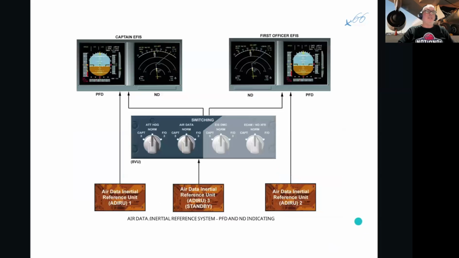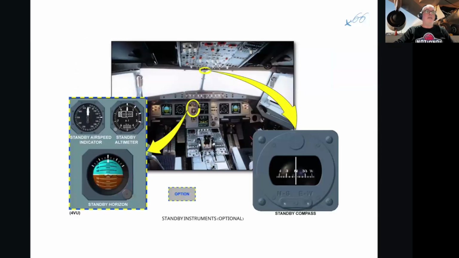Okay, this is the switching which we said can be provided. For example, ADIRU number 1 provides information to system number 1, to the captain's EFIS. ADIRU number 2 provides all the details for the first officer, and if any of the ADIRUs had a problem, number 3 could then be switched for either the heading information or the air data information, to the captain's or the first officer's side. A lot of redundancy there.